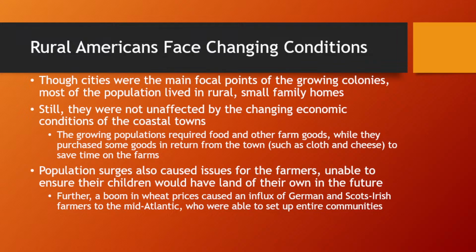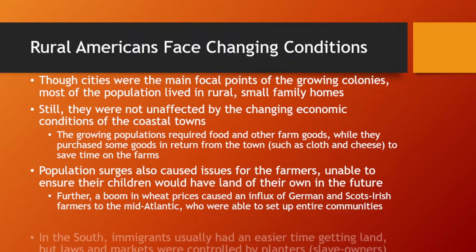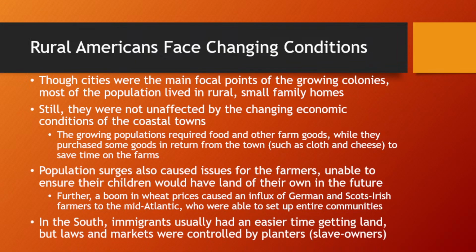there's lots of people coming from overseas again. There was a boom in wheat prices, so there was a bunch of Germans and Scots-Irish who came to the Mid-Atlantic and set up their communities. And last time when I was talking to other students, I said, I know about the Scots-Irish having lots of kids. I wasn't sure about the Germans. And then I remembered going through Pennsylvania and running across the Amish, who again speak German as their first language. And yeah, no, they got a lot of kids. So these are huge population booms in the middle of the colonies.